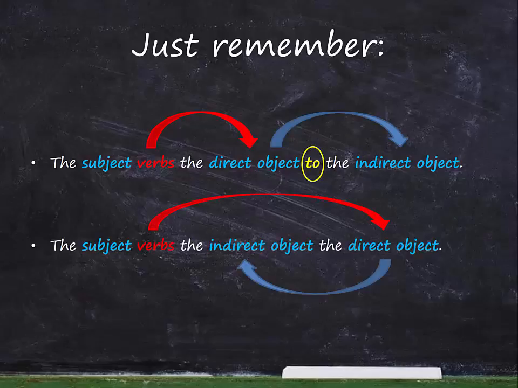The same holds true when you reverse the objects. The subject verbs the indirect object, the direct object. The teacher gives the students the exam. Notice that there is no to or for in this pattern.